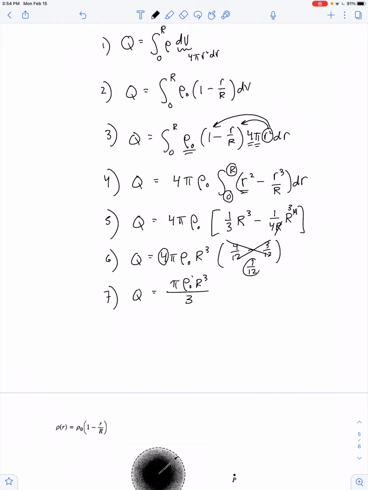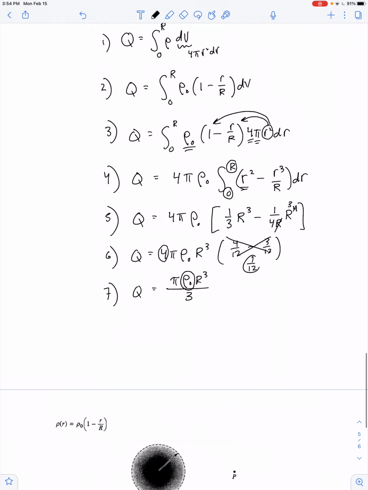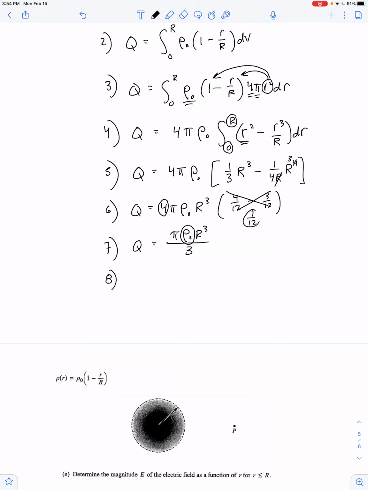So now we were asked to solve for rho naught. Finally, our last step, step 8. Rho naught must be equal to 3Q divided by pi capital R cubed. And that makes sense dimensionally, right? What are we going to put in for Q? Coulombs. What are we going to put in for R? Meters. And coulombs per cubic meter is definitely a way of describing a volume charge density. So we should be happy with this result.